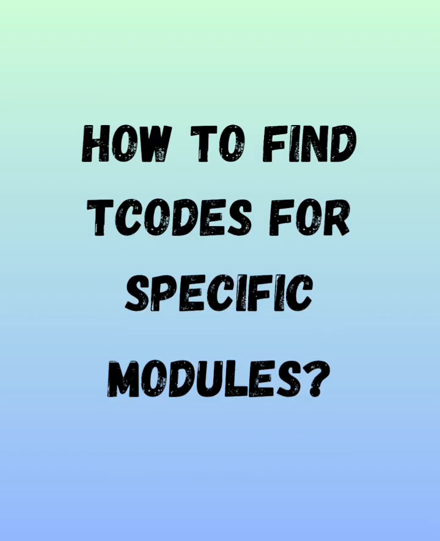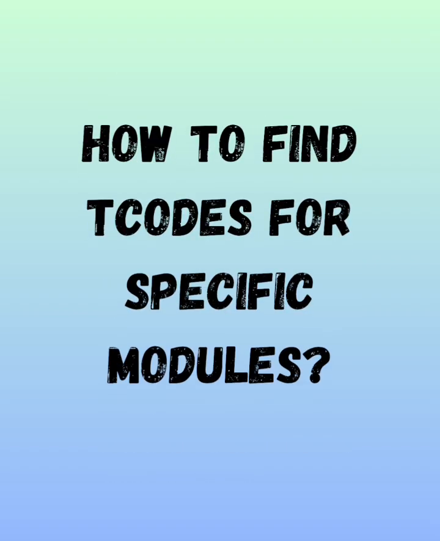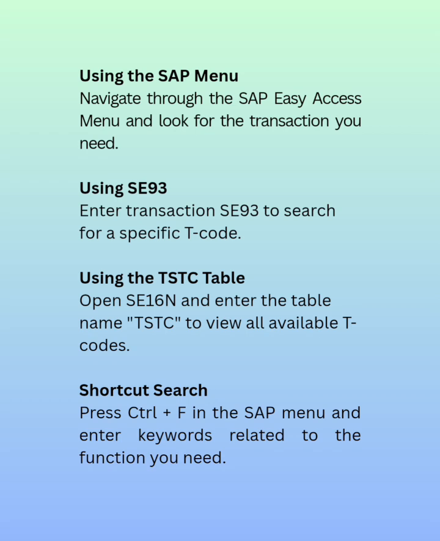Now, how to find T-codes for specific modules? There are different methods that you can use to find out the transaction codes. Here are a few methods that I have collated for you all. First is using the SAP Easy Access menu, where you can type the T-code if you know it already and simply enter on it. Also, you can use the SE93 transaction to search the specific T-code if you have the details.